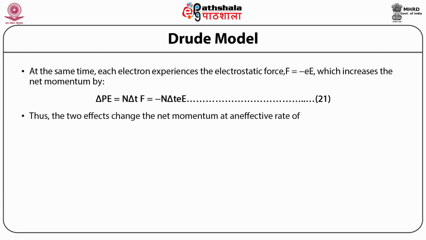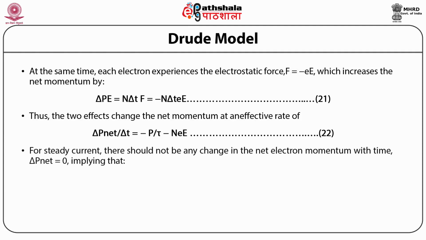Thus, the two effects change the net momentum at an effective rate of delta P_net divided by delta t, equal to minus P by tau minus N into e into capital E. This is represented by equation 22.